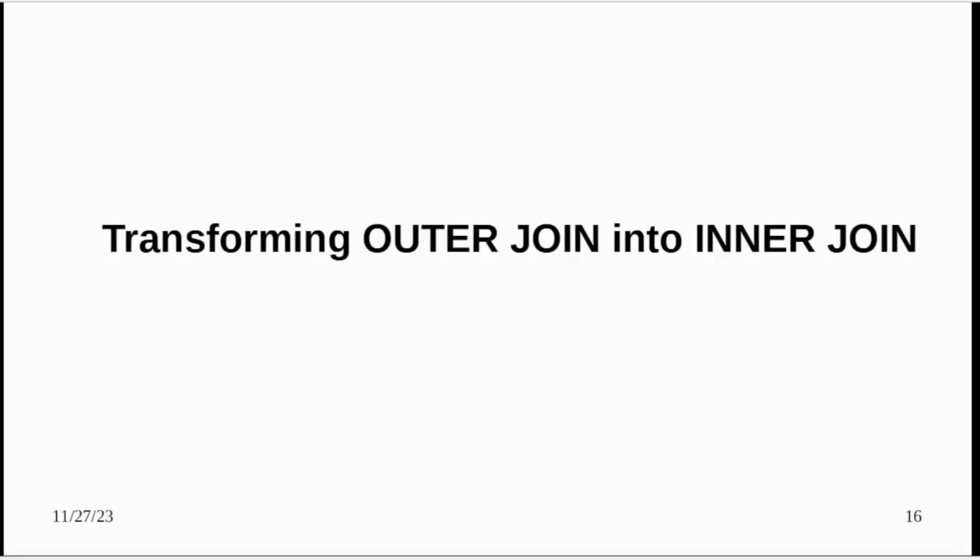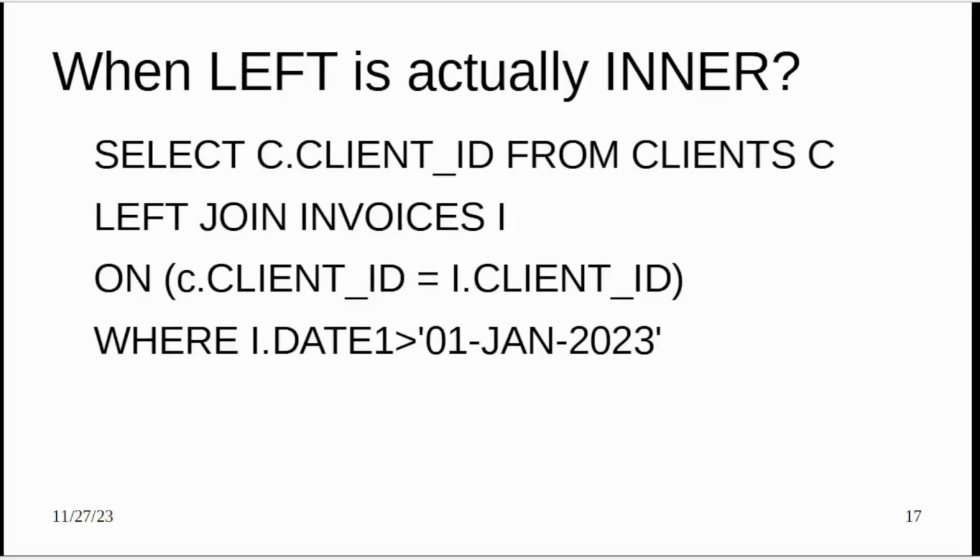The third improvement of the optimizer in 5.5 is also very important. It's the transformation of outer join into inner join. Let's imagine that we have the following query. It joins clients with invoices using a left join, and we have a filter on invoices only for 2023.